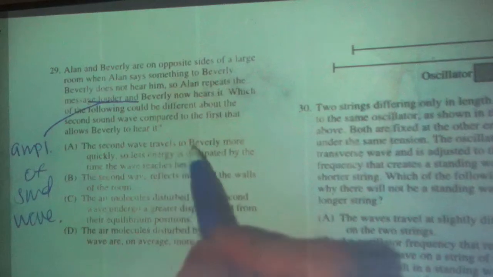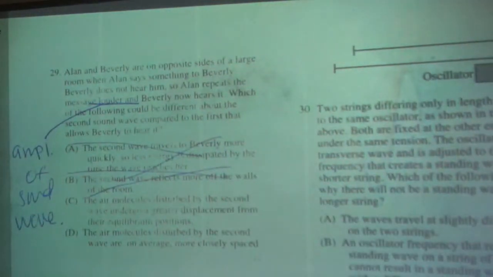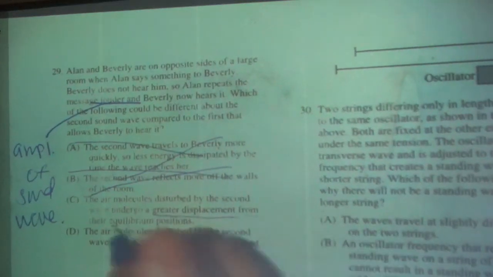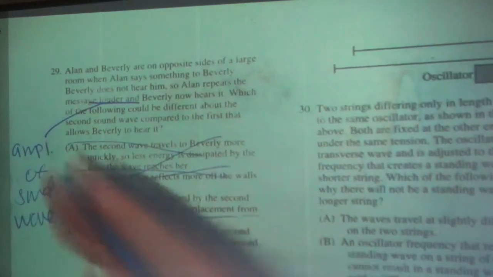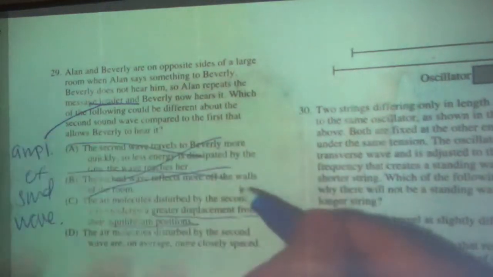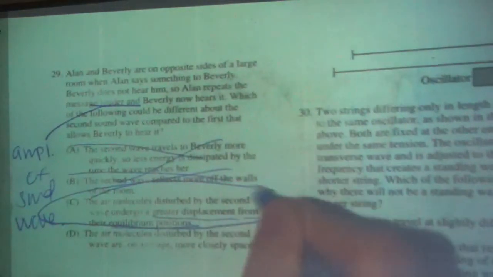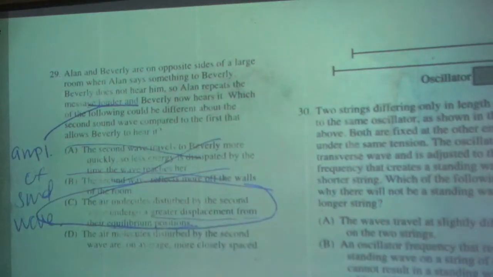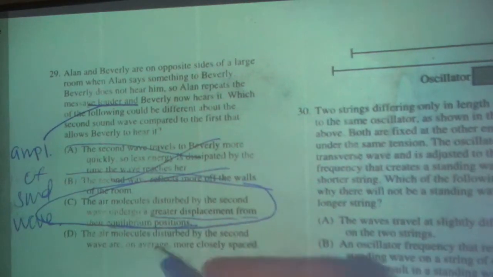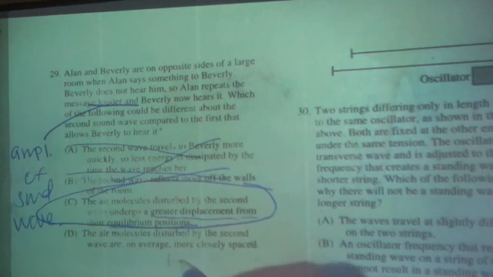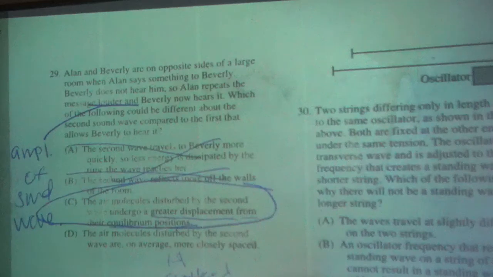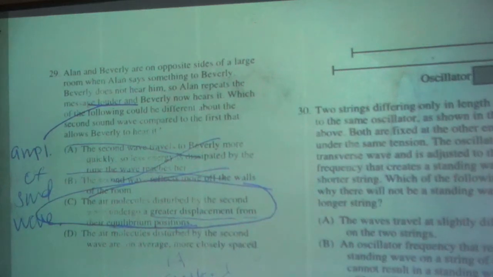The second wave travels quickly. No, that's not true. The second wave reflects more off the walls. I don't know why that would be true. The air molecules disturbed by the second wave undergo a greater displacement from equilibrium. The definition of amplitude is the maximum displacement from equilibrium. So this one is describing a greater amplitude. Molecules disturbed by the second wave are on average more closely spaced. That would be a smaller wavelength. Smaller wavelength would be a higher frequency. That would sound like a higher pitch.